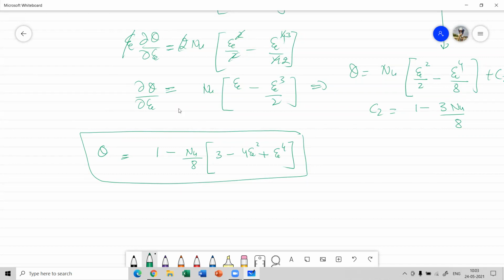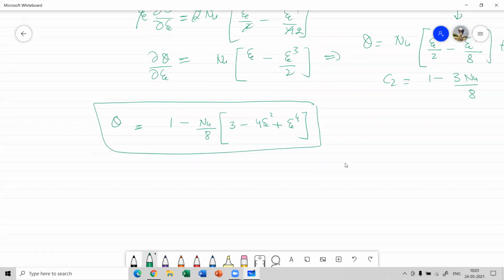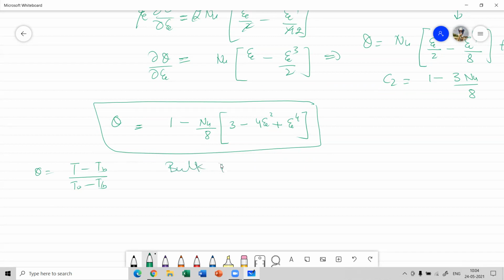Now, when we talk about theta, what is theta? Theta is T minus Tb over Tw minus Tb. Clear? And when we talk about bulk temperature, that will be theta B. So T will be Tb.